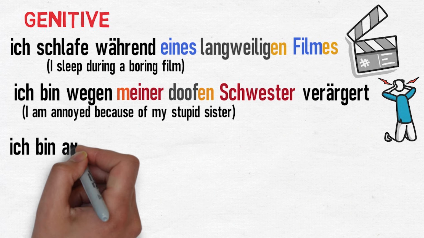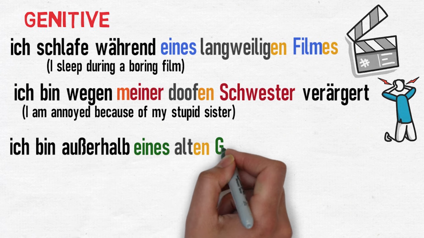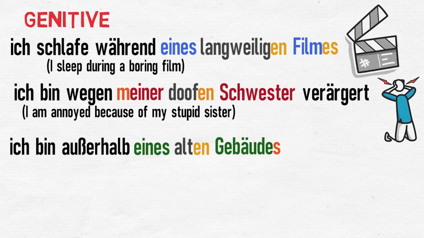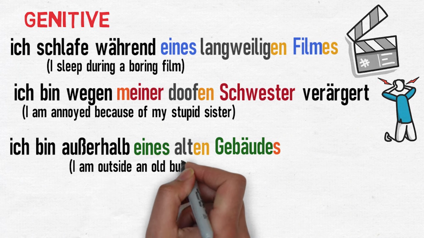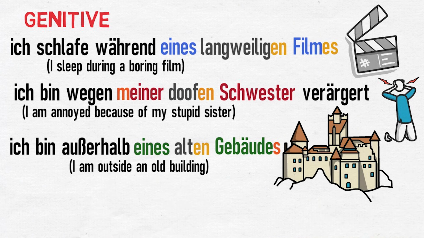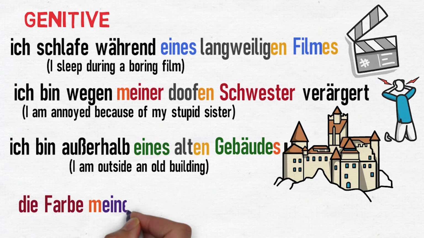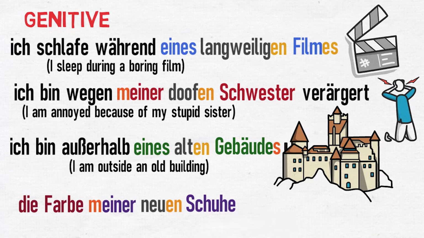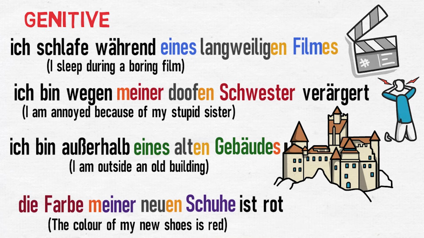Ich bin außerhalb eines alten Gebäudes. I am outside an old building. See that Gebäude has an S as its genitive. And die Farbe meiner neuen Schuhe ist rot. The colour of my new shoes is red.